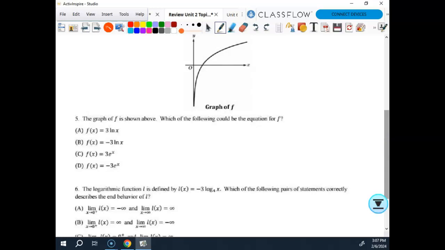Number 5, which of the following could be the equation? All right, well, I clearly see here that I have an asymptote here, and that this would be a log graph, not an exponential graph, so I can ignore those two. My parent function of a log looks just like this with no reflection, so my answer is A.